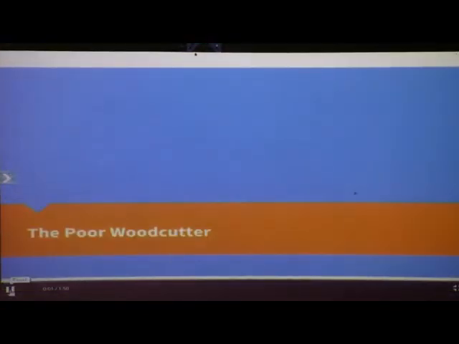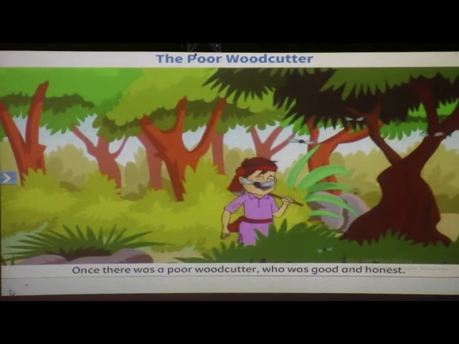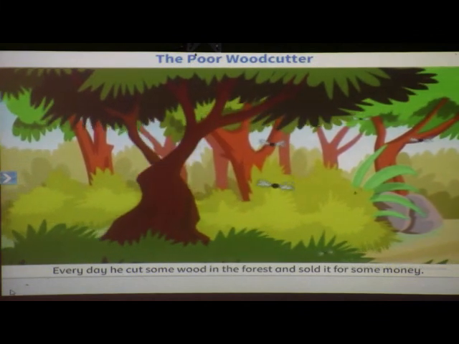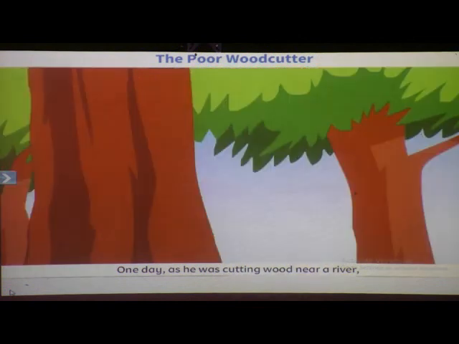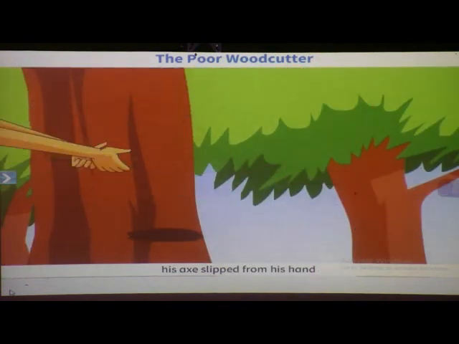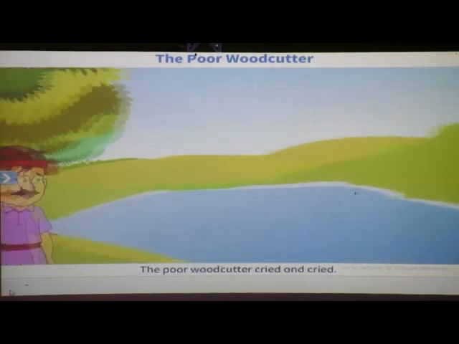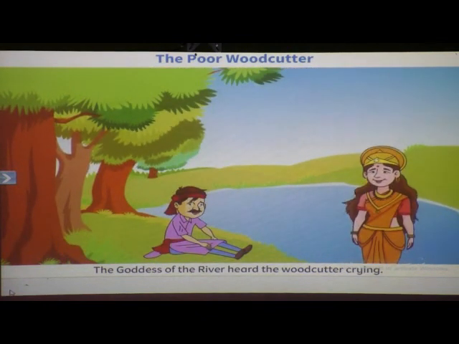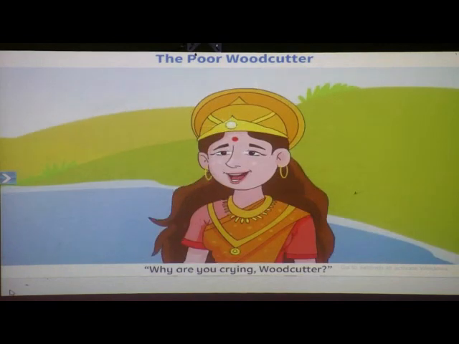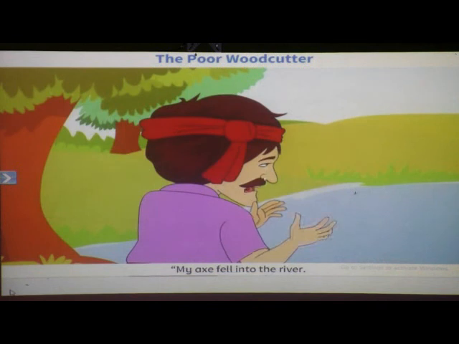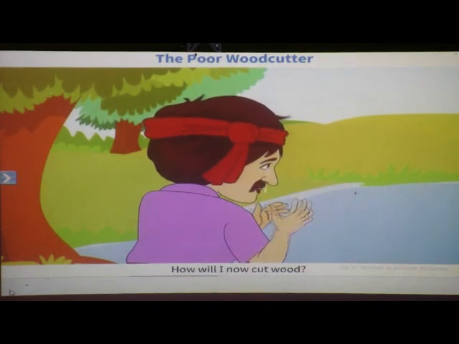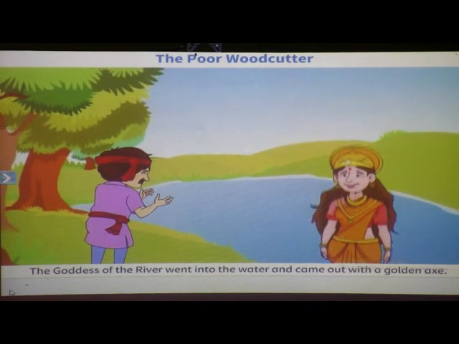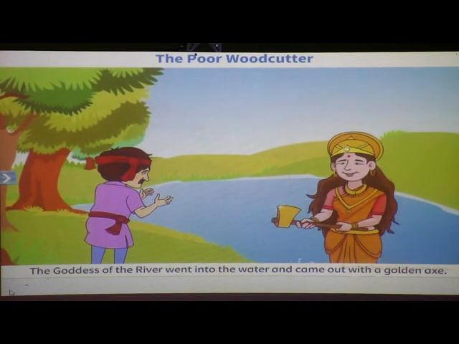The poor woodcutter. Once there was a poor woodcutter who was good and honest. Every day he cut some wood in the forest and sold it for some money. One day, as he was cutting wood near a river, his axe slipped from his hand and fell into the river. The poor woodcutter cried and cried. The goddess of the river heard the woodcutter crying. "Why are you crying, woodcutter?" The woodcutter sobbed, "My axe fell into the river. How will I now cut wood? How will I live?" The goddess of the river went into the water and came out with a golden axe.